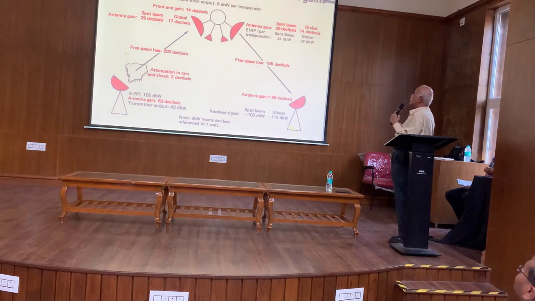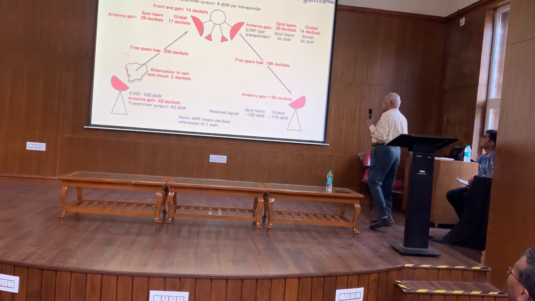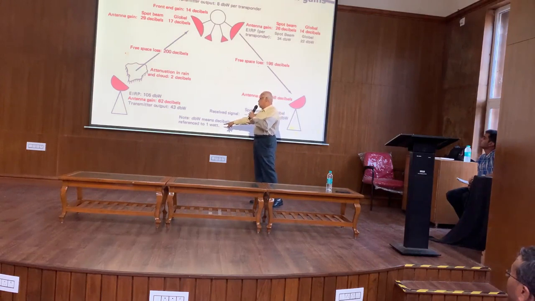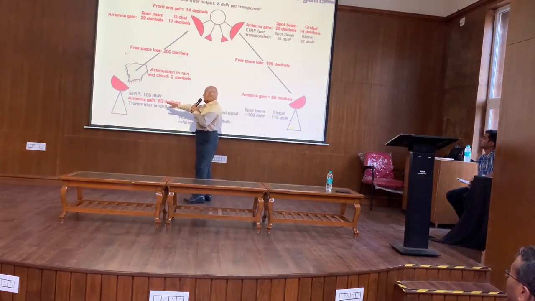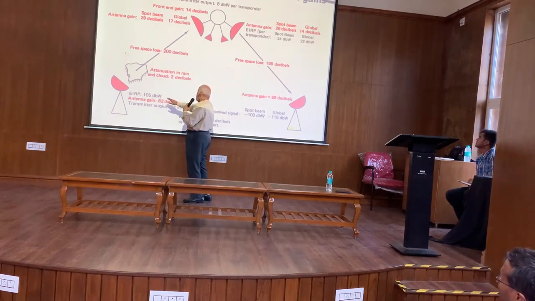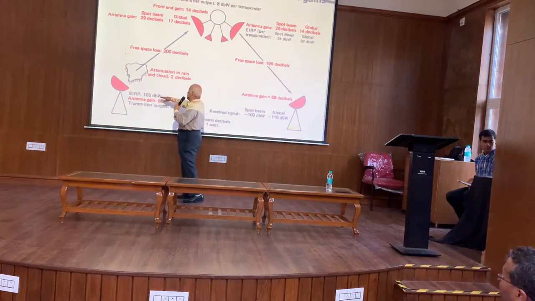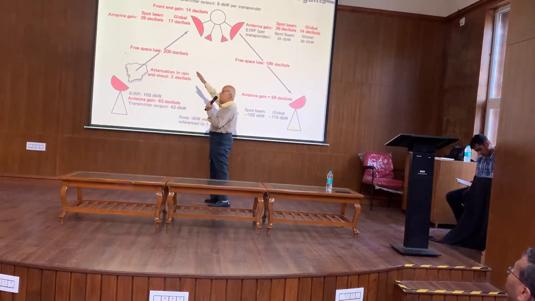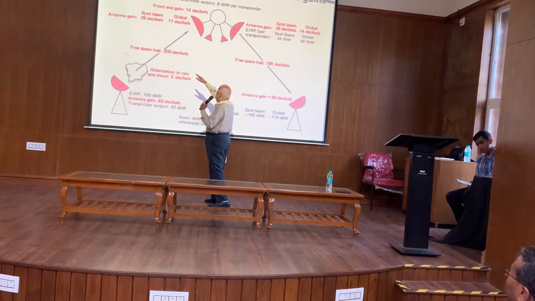So, the combined effect of all losses and system gains. I have taken a few examples. A dBW means decibel watt. A transmitting antenna with a 62 dB transmit gain. It has a transmit output power of 43 dBW. Its directivity is such that it can produce an EIRP of 105 dBW. Attenuation in rain and cloud is 2 dB. Free space loss in the uplink, I have taken a 6 GHz signal, is 200 decibels.